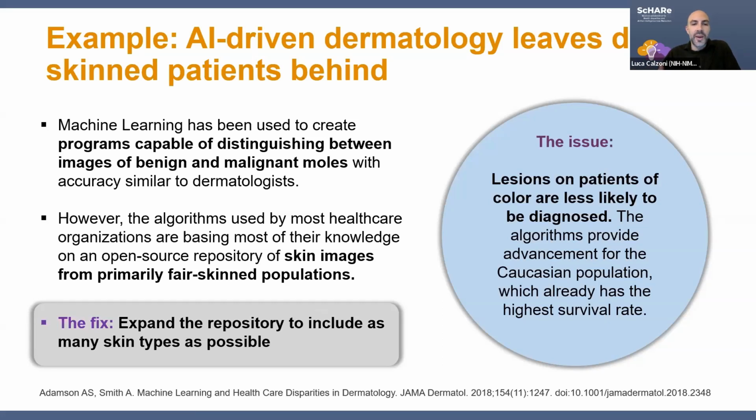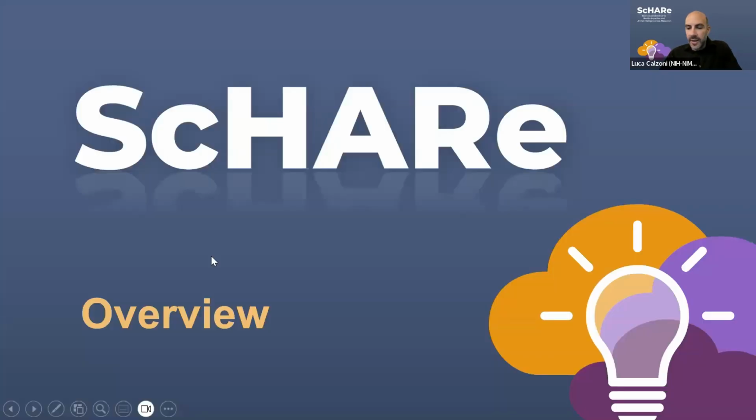So what was happening there is that the algorithms were being trained on an open source repository of skin images from primarily fair-skinned populations, leaving the rest behind. And so the solution there, of course, was to expand this repository to include as many skin types as possible. And there are so many examples of AI bias like that one.